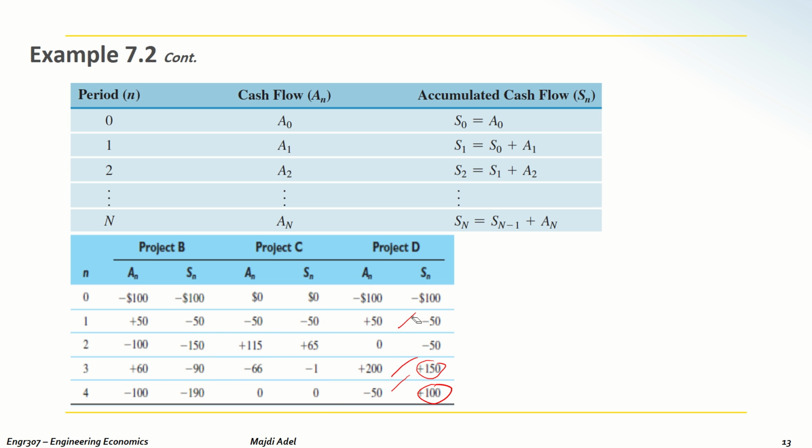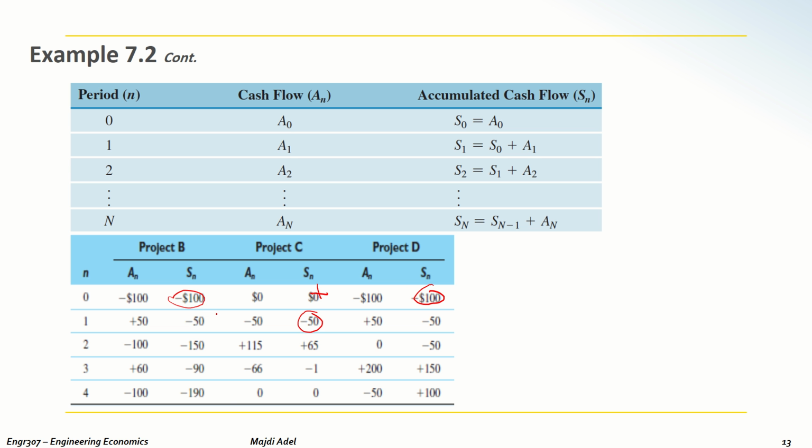The rule states that it must start negative and change its sign one time, then I can say there is only one rate of return. So for project B, it starts negative. For project C, it starts negative, we exclude the 0. For project D, it starts negative. Now, the second condition is that it changes its sign one time.